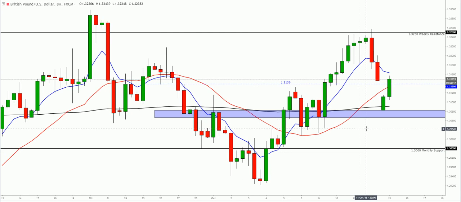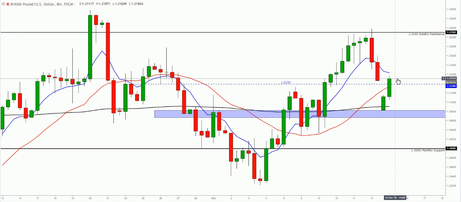So onto the 8-hour time frame, we have just seen price push back up above the 1.3139 minor resistance level. As we've approached that blue exponential moving average for a retest, price is pulling back slightly. We do have the potential to head slightly higher towards that 1.3180.